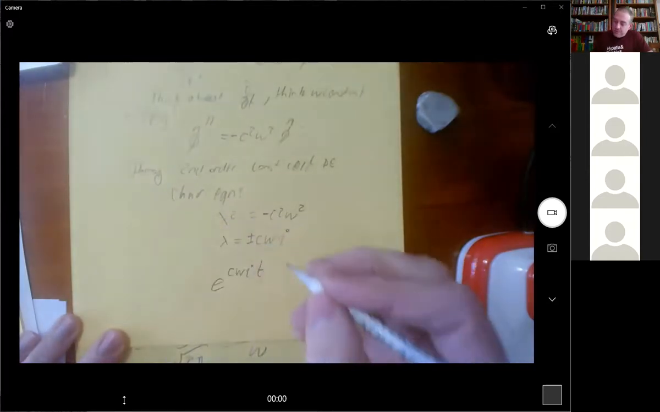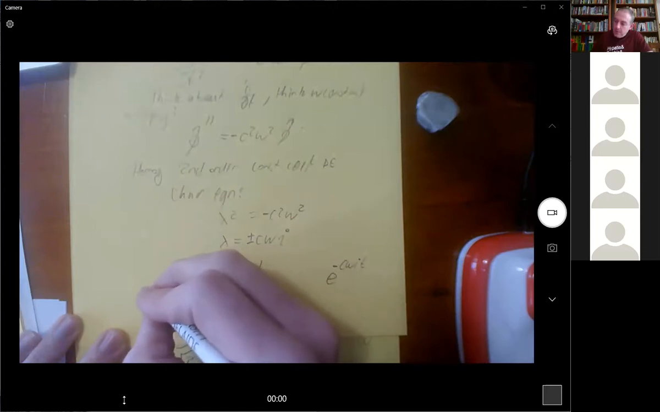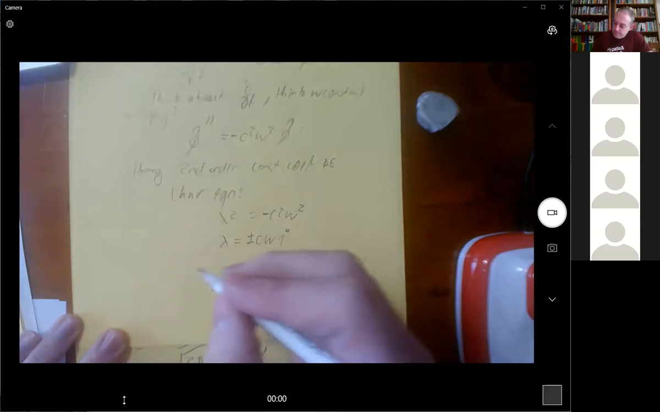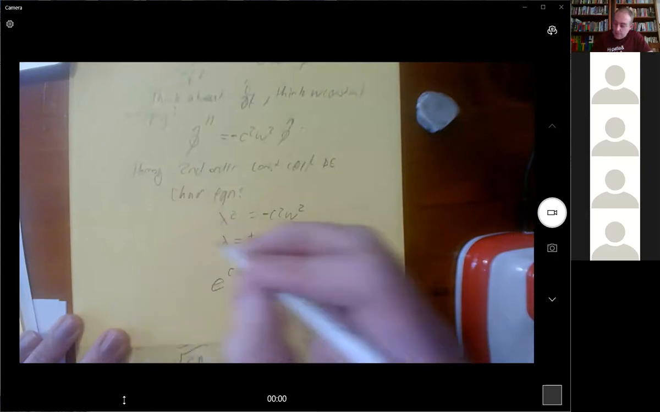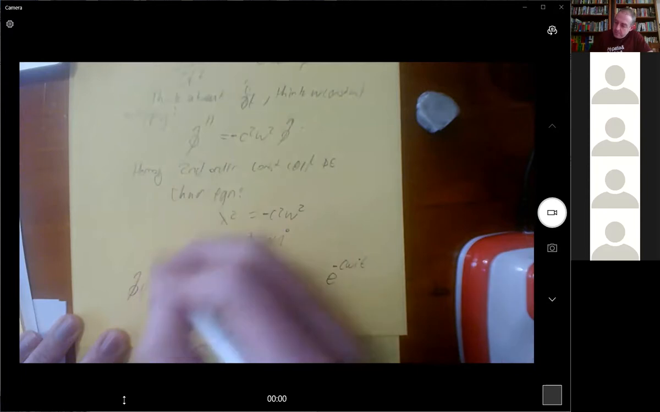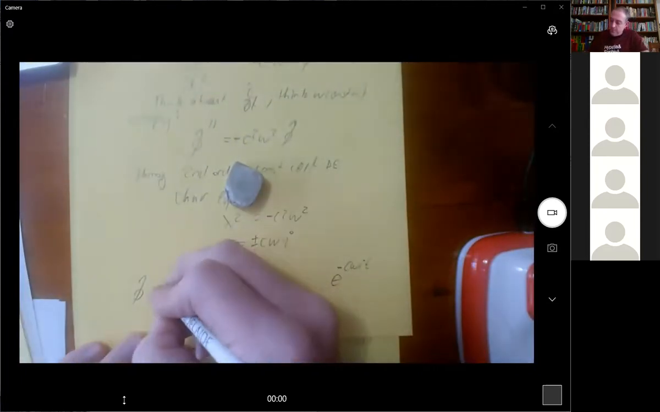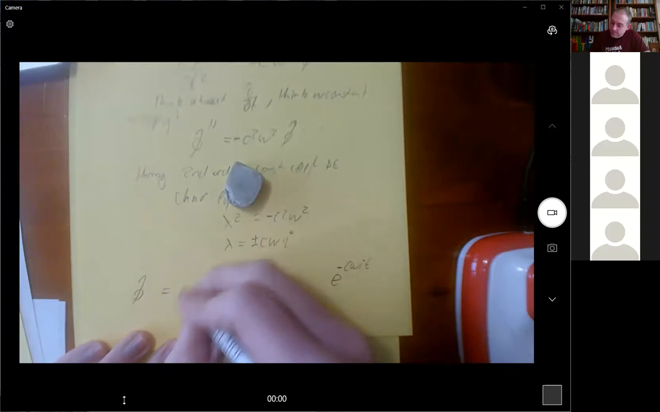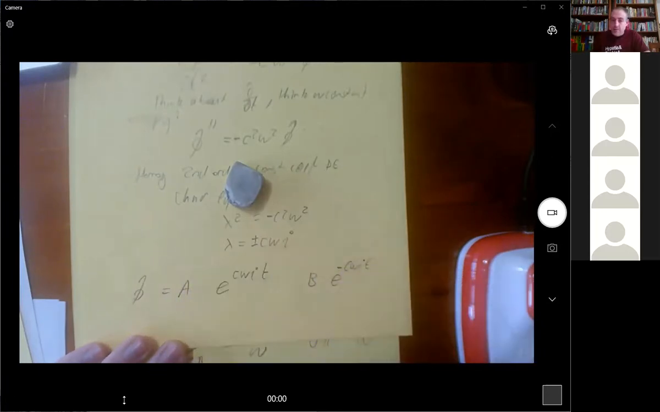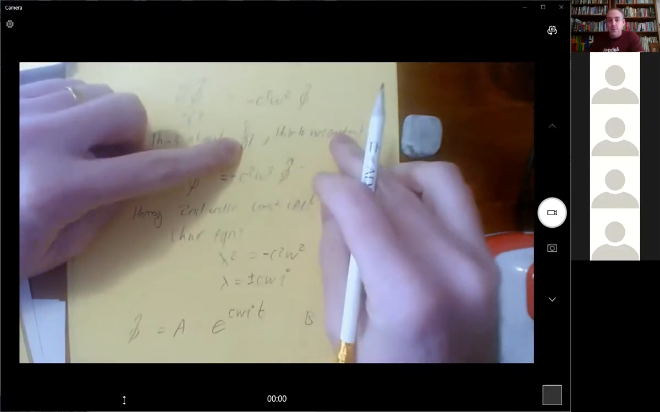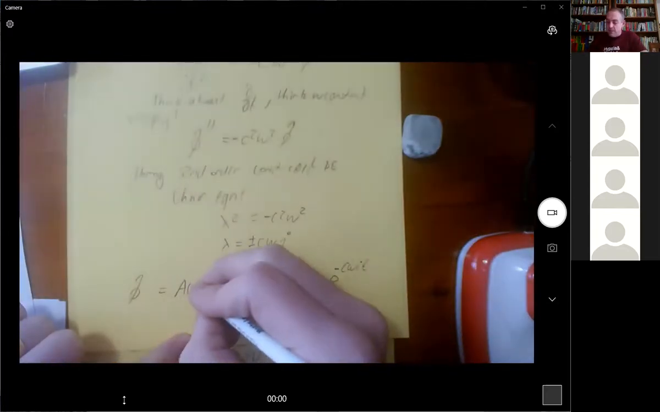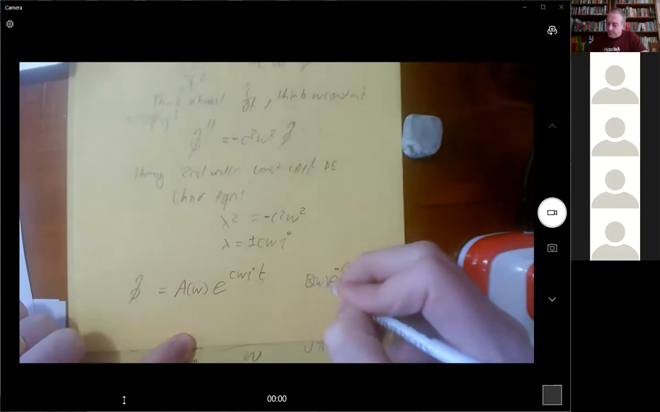And so my solution is now that phi hat is equal to some constant times this plus some constant times this. But because we were doing this thinking of d on dt, which meant that w is a constant, any constant that we introduce is technically allowed to be a function of w.